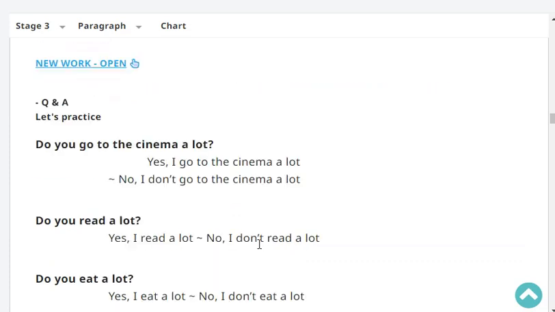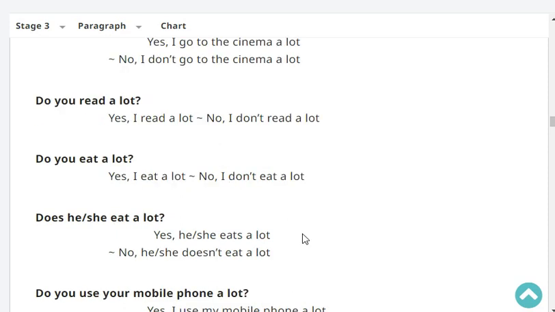Do you go to the cinema a lot? Yes or no? Yes, I go to the cinema a lot. Do you read a lot? Yes or no? No, I don't read a lot.